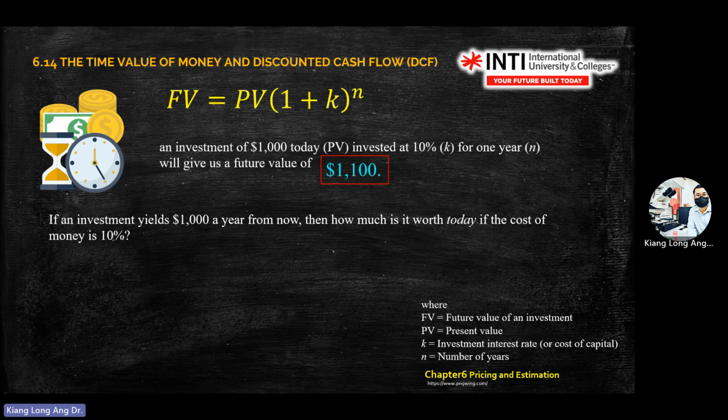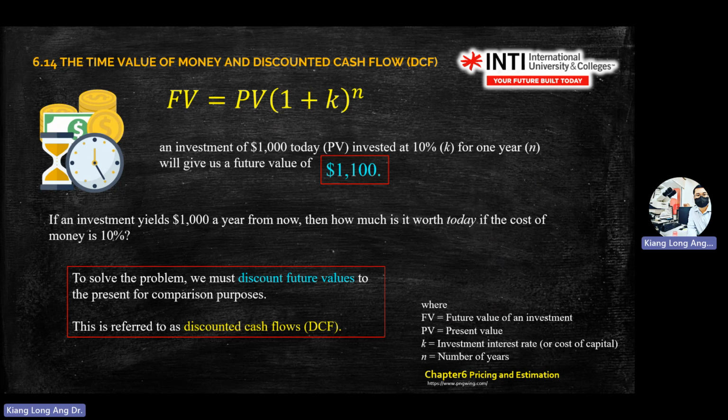So you just, okay, investment yields 1,000 a year from now. A year is your N from now, so N is 1. This is a future value in a year from now. So 1,000 is here. If the cost of money is 10%, so 10% is your investment rate or cost of capital here. You put in 10%, you move around the equation, 900 something. Okay, so it's 900 something.